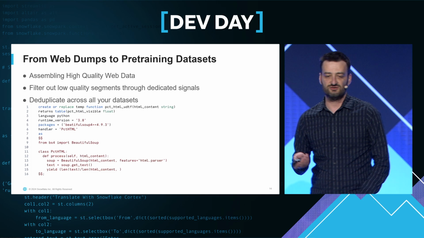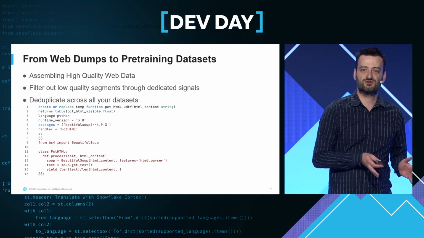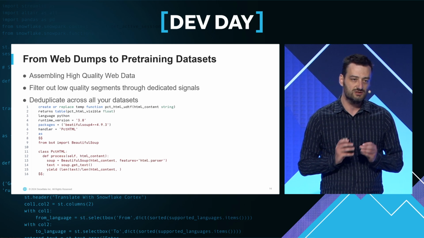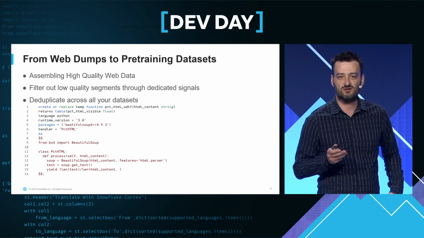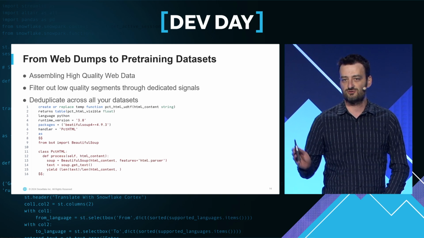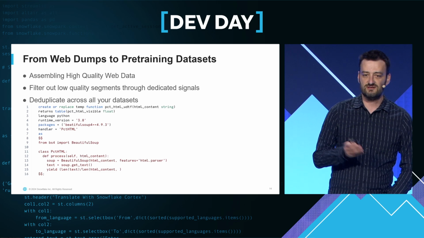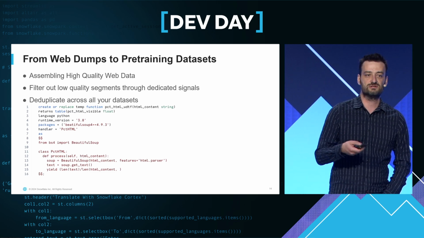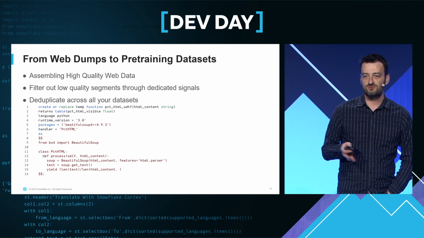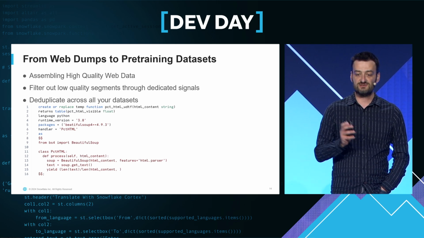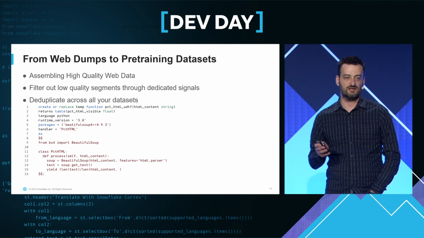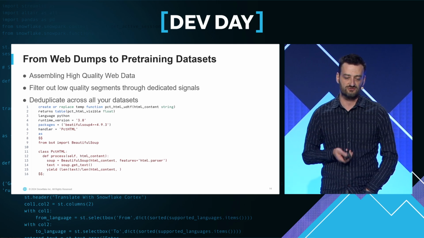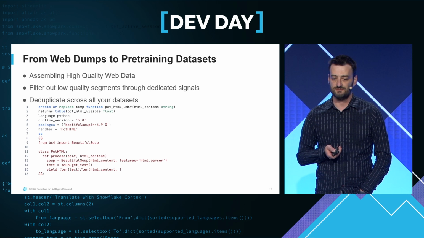So in general, pre-training involves going from large web dumps to high quality pre-training data sets. And the way you define high quality is dependent on a set of signals that your team basically has to define. These can be annotations that come with the web dumps, or it can be signals that you're defining on top of that. Then you need to filter out low quality segments of this data and then deduplicate across all your data sets to reach this high quality threshold. And that's exactly what the team has done.